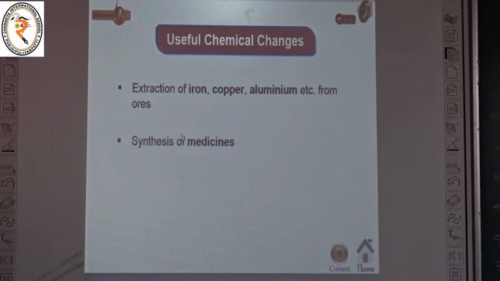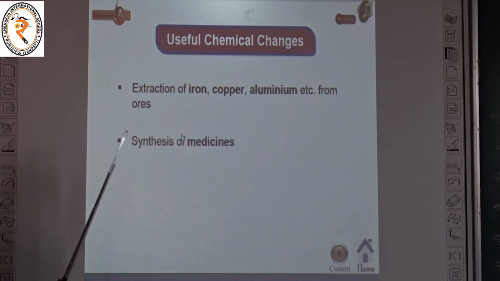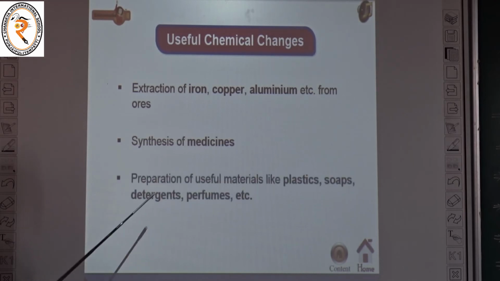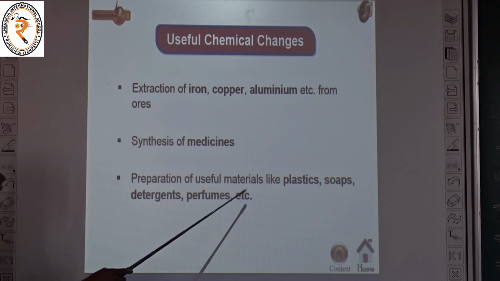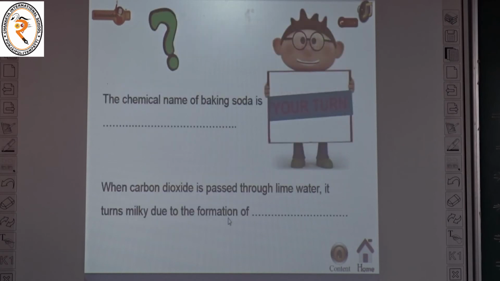useful changes. Extraction of iron, copper, aluminium from ores. Then synthesis of medicines. Then preparation of useful materials like plastic, soap, detergent, perfumes. So by using these chemical changes, we can get plastic, soap, detergents and perfumes. So these are all the uses of chemical changes.